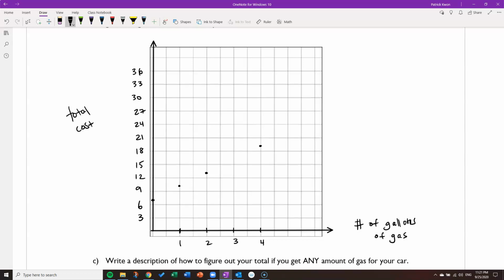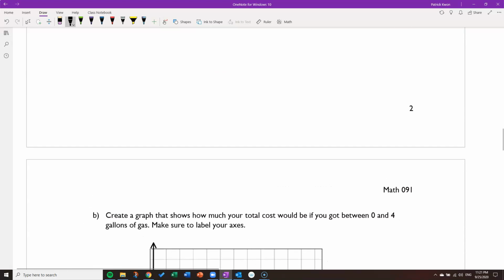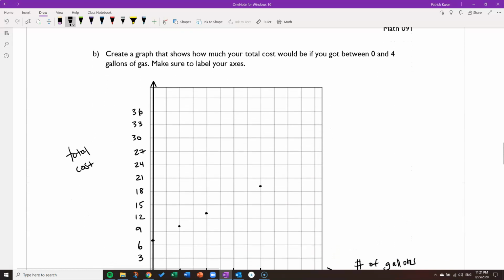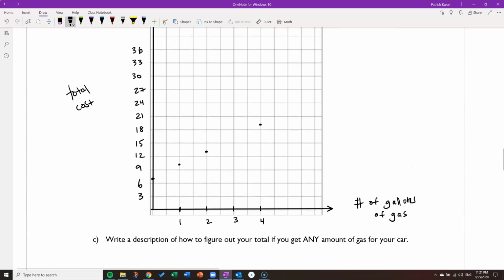And if we check back up at our table, we said that if we got 3.5 gallons, then it would be $17.50. So I could put that right there. And in this example, it totally makes sense for us to be able to connect this line since we can get fractions of gallons of gas. Let's just go ahead and pretend that's a straight line.